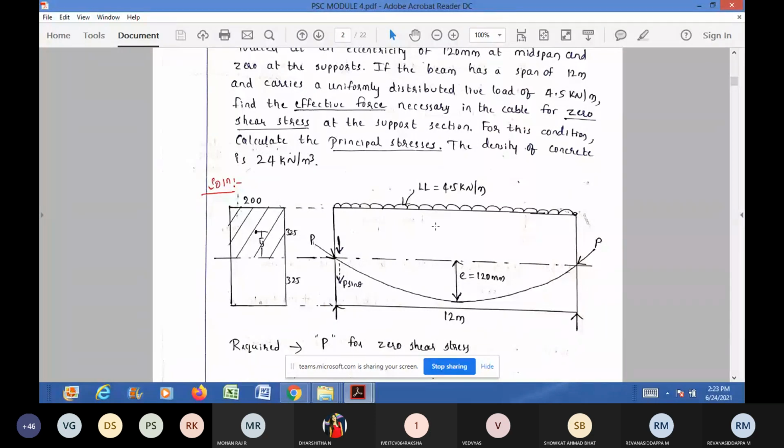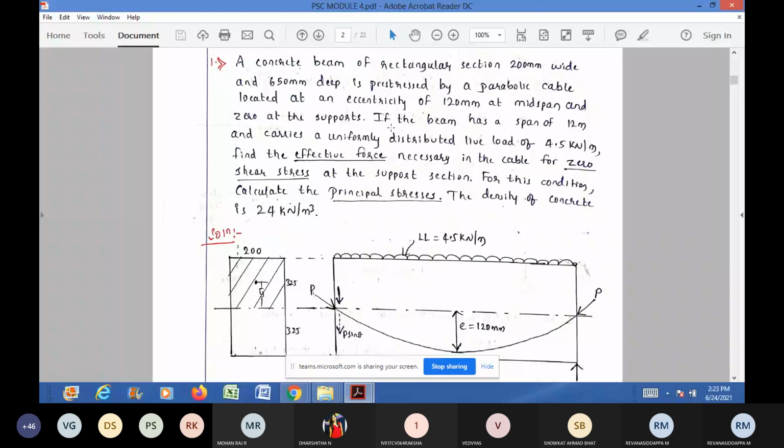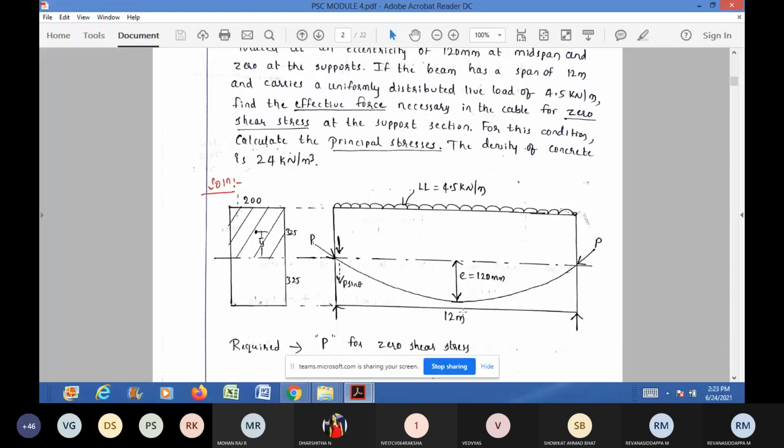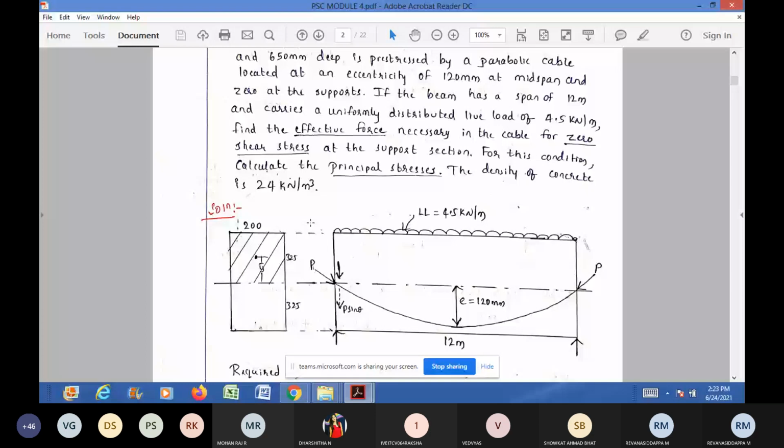If the beam has a span of 12 meter, the span of the beam is given as 12 meter, and carries a uniformly distributed live load of 4.5 kilonewton per meter. A UDL, a live load is given as 4.5 kilonewton per meter. Find the effective force necessary in the cable for zero shear stress at the support section.